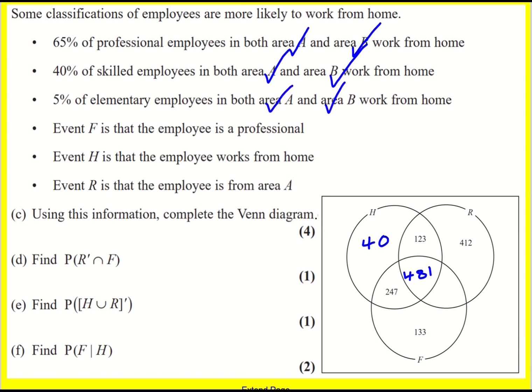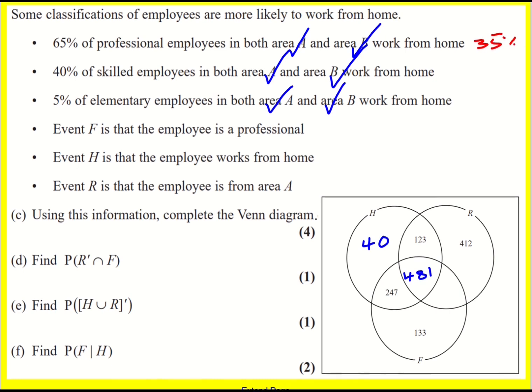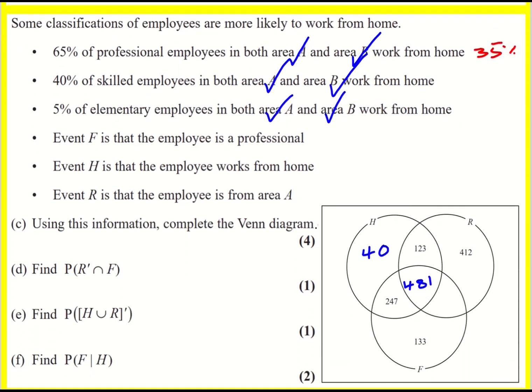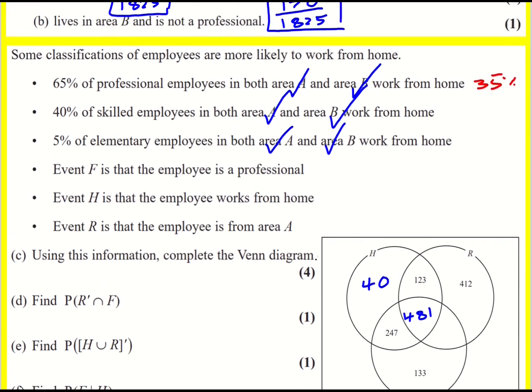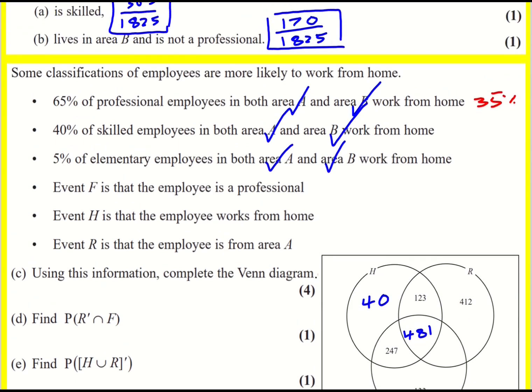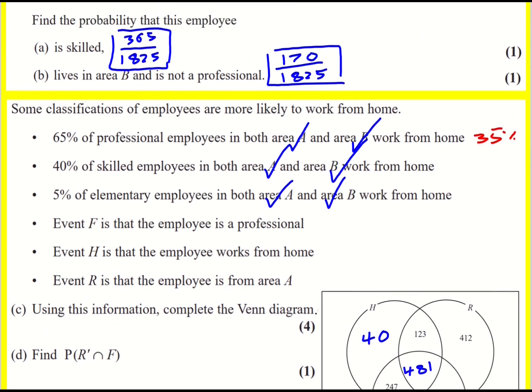The one I've not yet got is this one here. So that is people who are professional. They live in area A, but they don't work from home. Now that is 35% of them. Or I think I'm just going to work it out from there. Like this, it's quite confusing. I've got to say, this Venn diagram, working out what you're trying to calculate. You could do it other ways than I'm doing it, but I'm just going to stick with this approach.